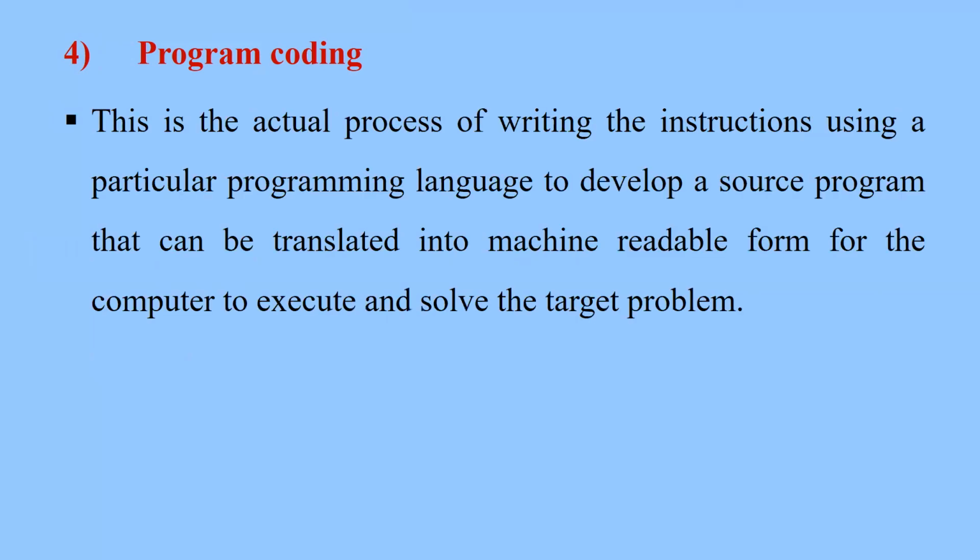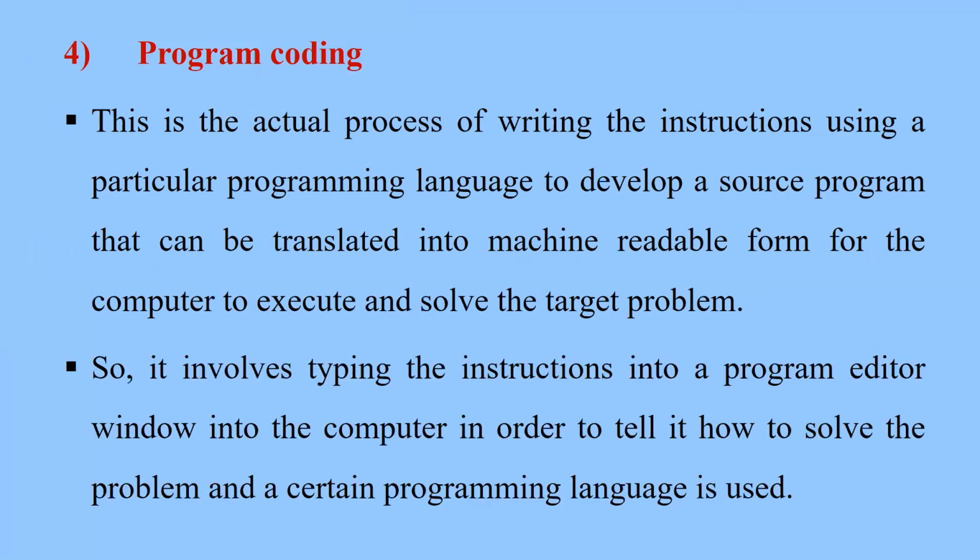Let's now look at the next step, which is program coding. Program coding is the actual process of writing the instructions using a particular programming language, to develop a source program that can be translated into machine readable form for the computer to execute and solve the target problem. So it involves typing the instructions into a program editor window in order to tell the computer how to solve the problem, and a certain programming language is used. In other words, in program coding, this is the step where you write the source code.